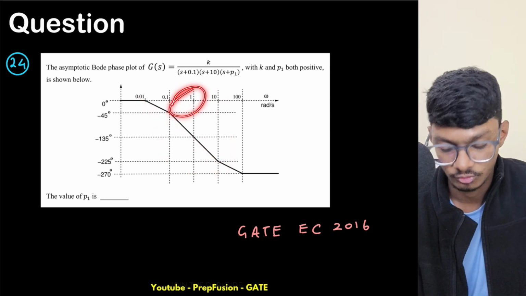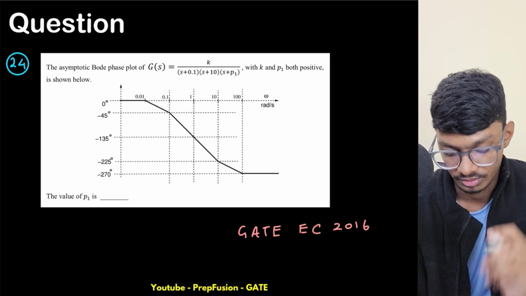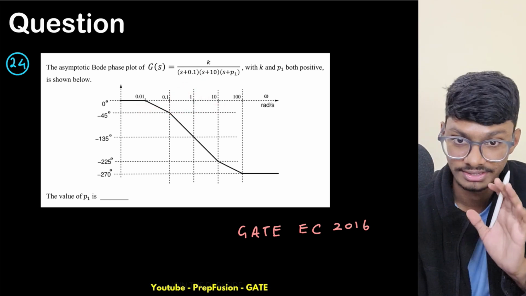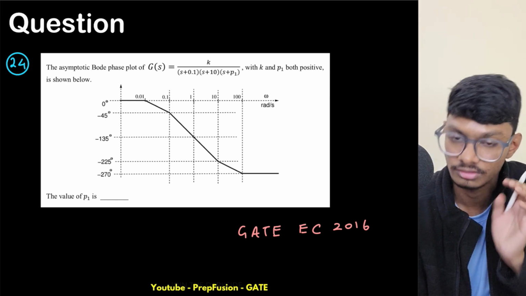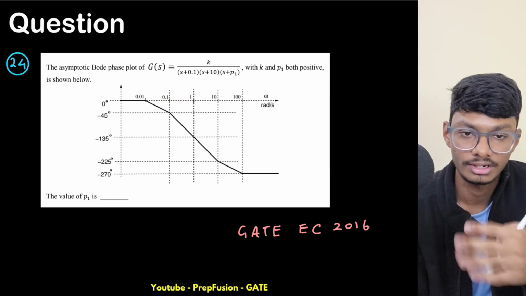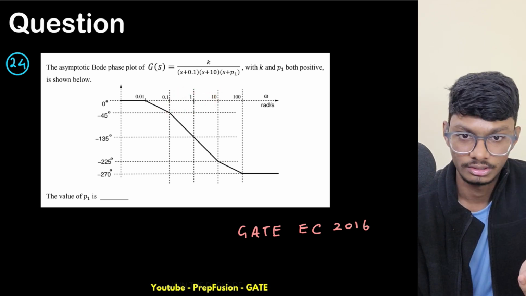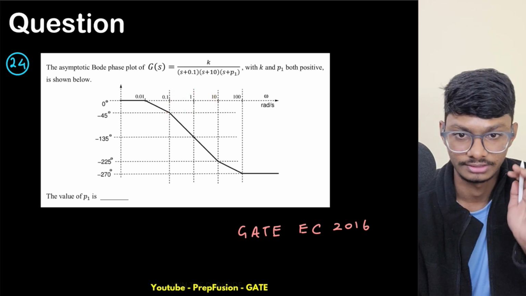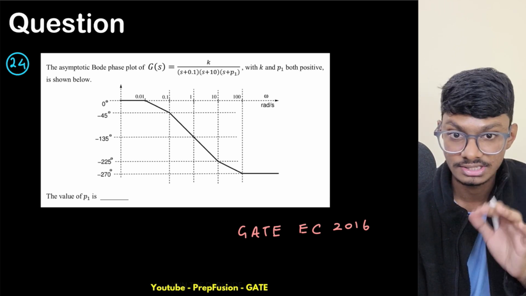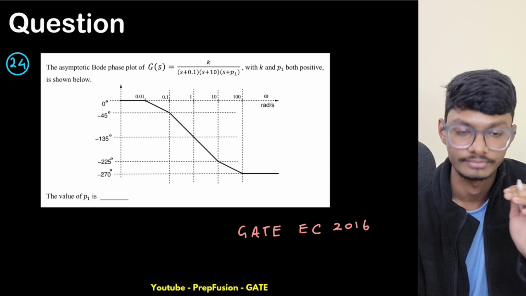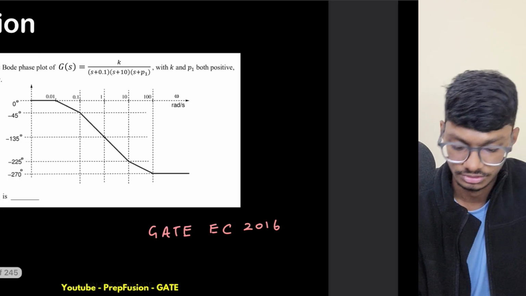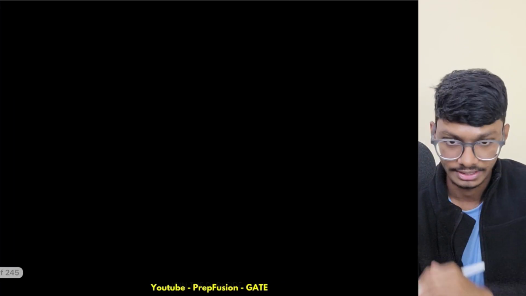So definitely I have a pole at 1, because no other points are given. Still, from here you can understand intuitively that my pole will be 1 radian per second, P1 will be 1 radian per second. You can solve this just by seeing the question. Now if you don't want to solve this just by seeing the question, let's write things down.